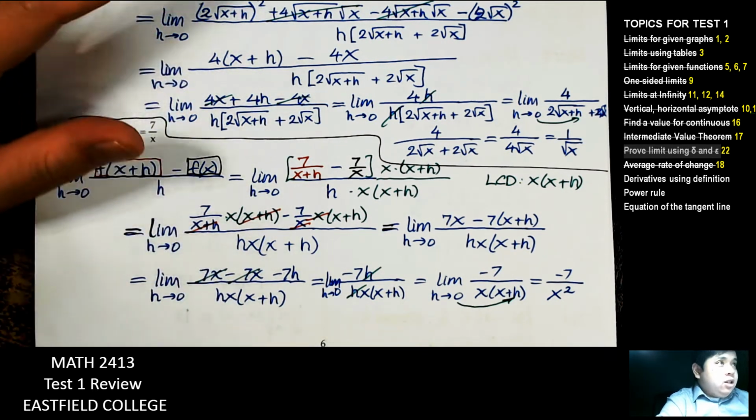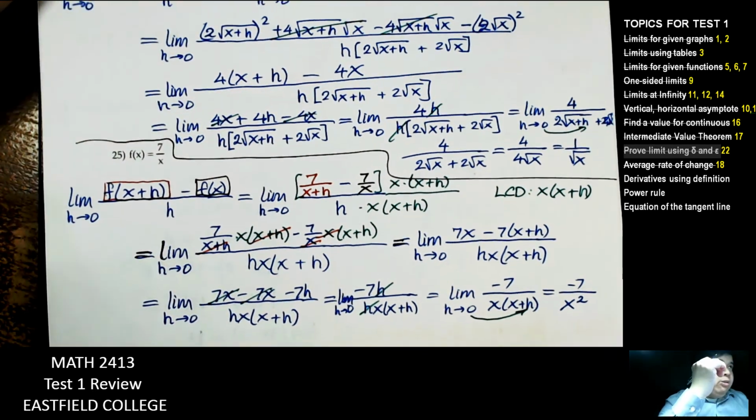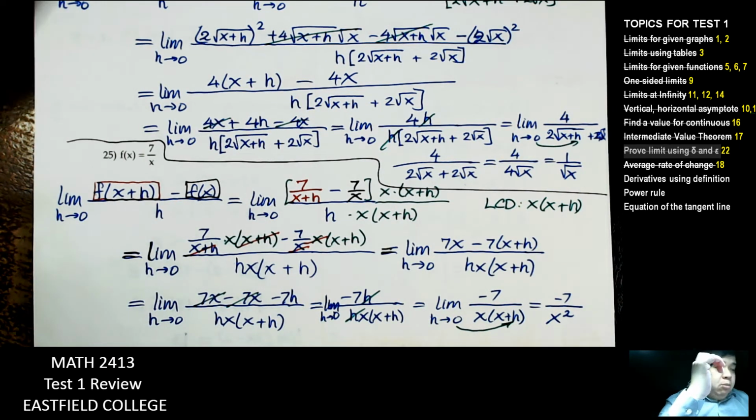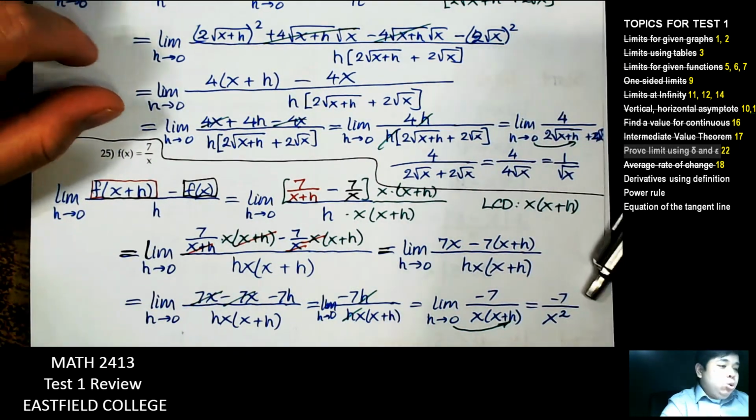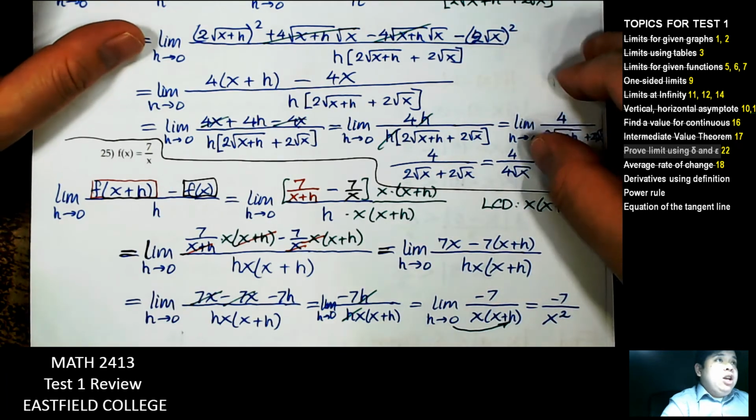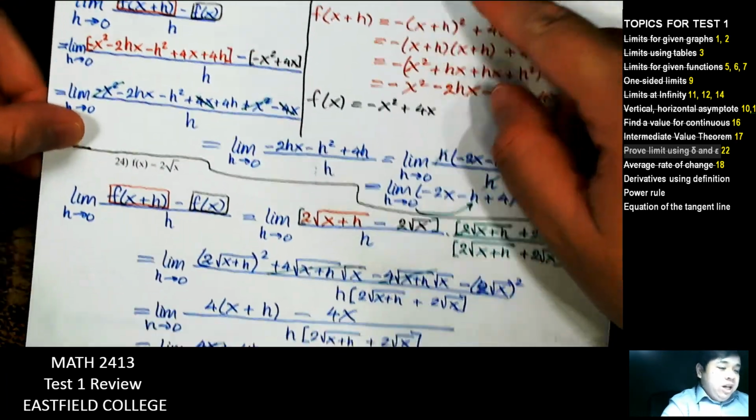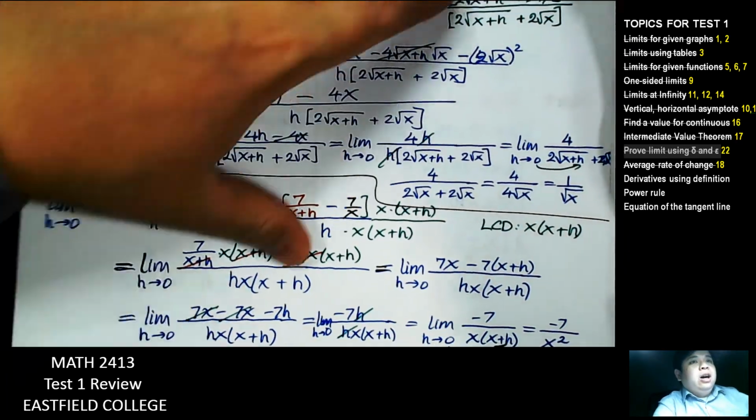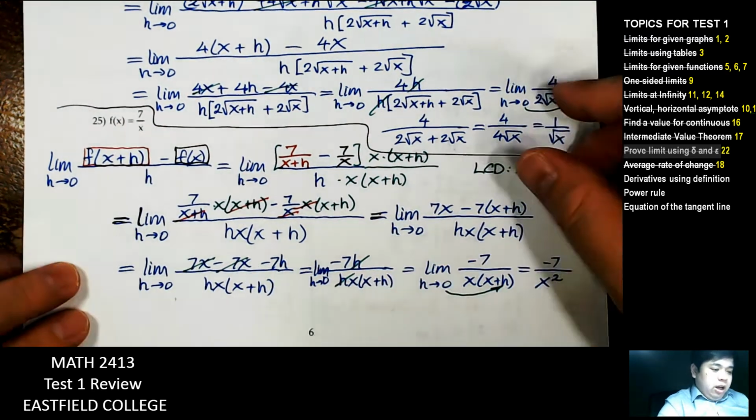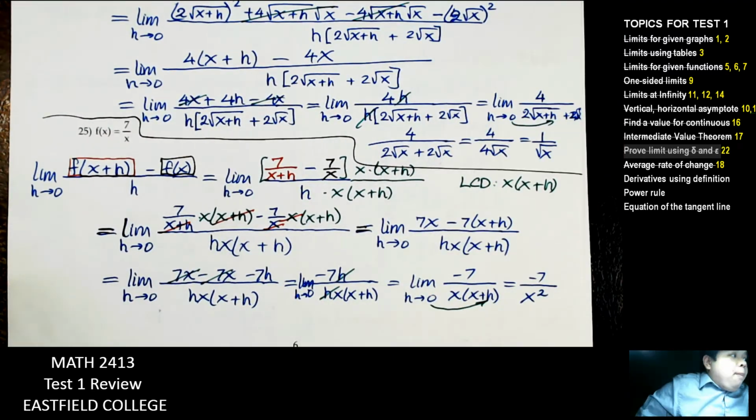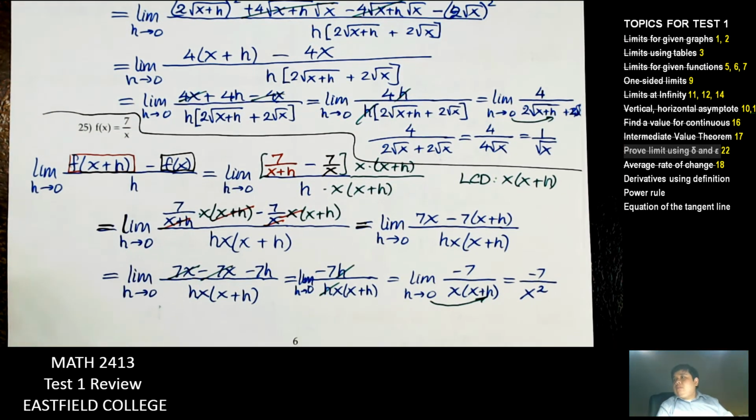Of course, all of this we can confirm and verify using the power rule, but we have to show work using the definition. The definition will be given. You just need to know how to apply that. So that is 23 to 25.